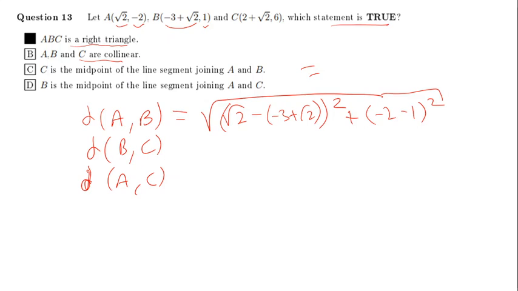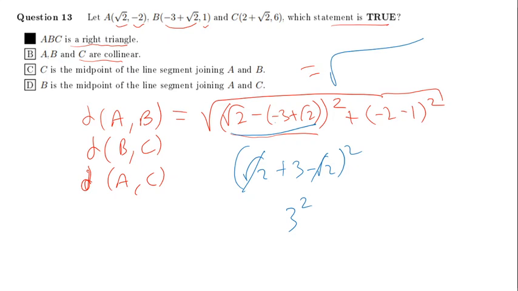Now, what is this? Let's concentrate on this one only: square root 2 minus, it will be plus 3 minus square root 2, squared. So this will make 3 squared, which will make 9 indeed. Plus, this will be negative 3 squared, which is 9 again. So this is square root 18.